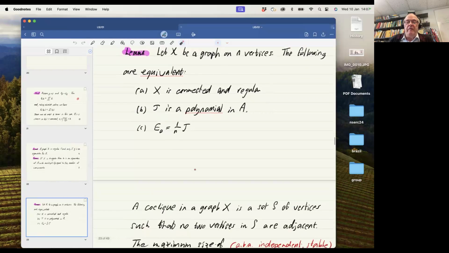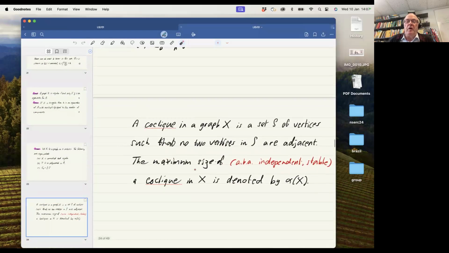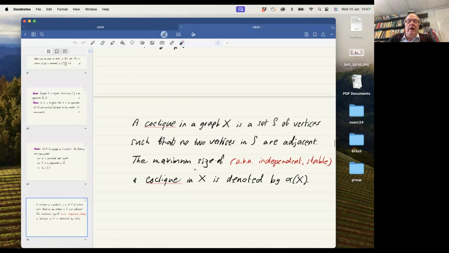So we'll leave that for now and go on to the bound I want to talk about. A co-clique in a graph is a set of vertices such that no two vertices in the set are adjacent. They're sometimes called independent sets or stable sets. Independent might be slightly more common; I think stable is a bit out of fashion. And the maximum size of a co-clique is denoted by alpha of X. Now, there might be disagreement about whether it's a co-clique or an independent set or a stable set, but the maximum size is always alpha of X.